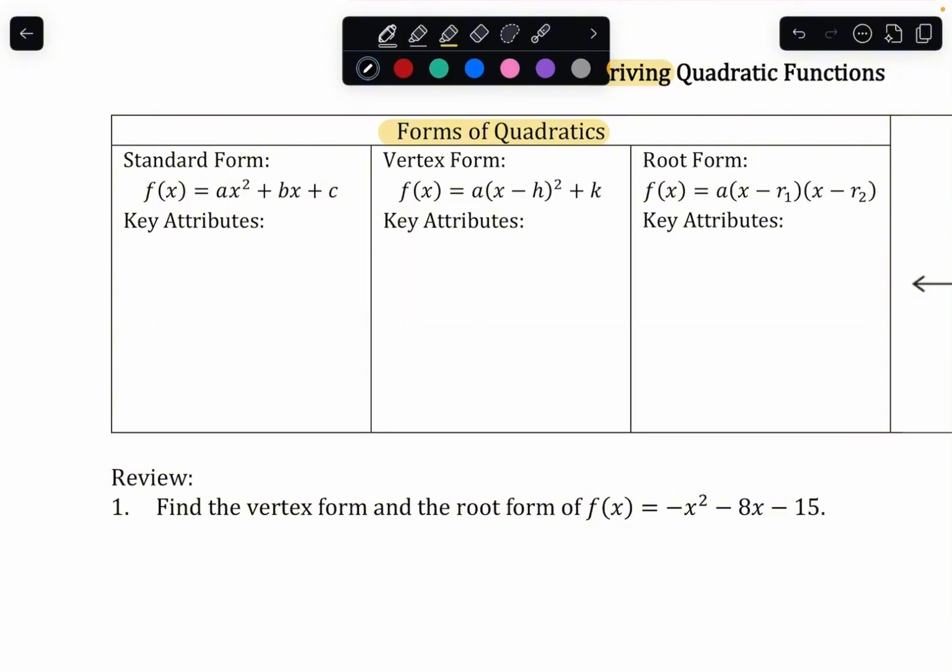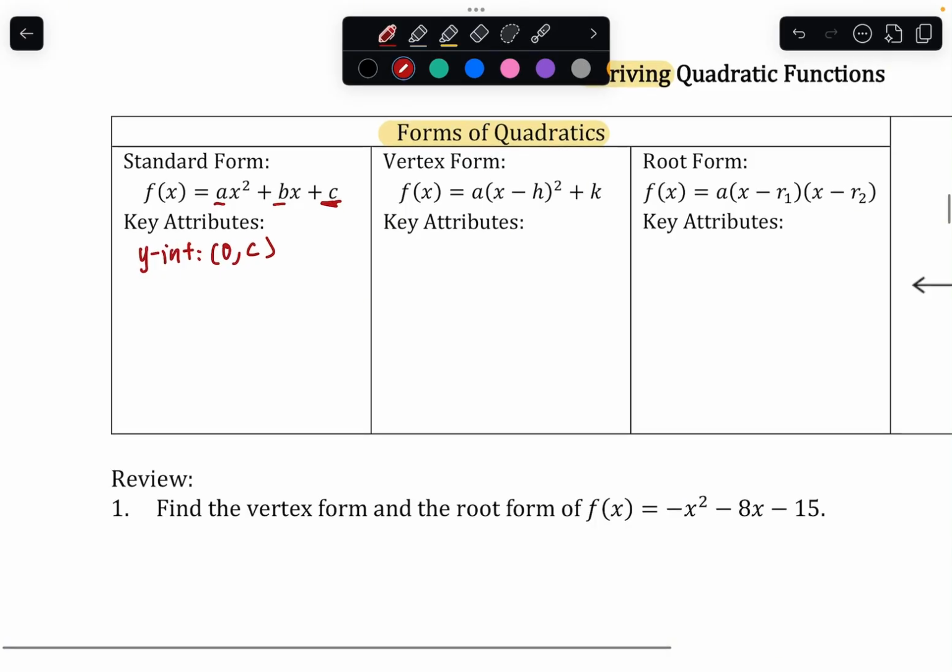For standard form, you have these A, B, and C values, and the only information you really get for free is the y-intercept, which is just going to be that C value. So when you don't see any parentheses and you have your A, B, and C, that C value will be your y-intercept.